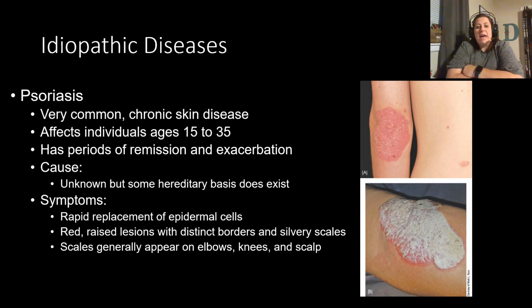This causes red raised lesions with distinct borders, and then it starts to form these silvery scales that you see here. These scales generally appear on the elbows, knees, and the scalp. Now, remember, one thing with this is it is not contagious. Psoriasis is not contagious. You cannot give it to anybody. It doesn't look very pretty, but you're not going to give it to anybody if you have psoriasis.